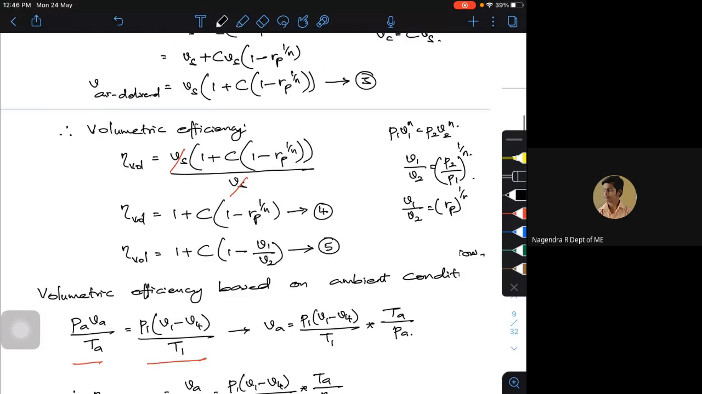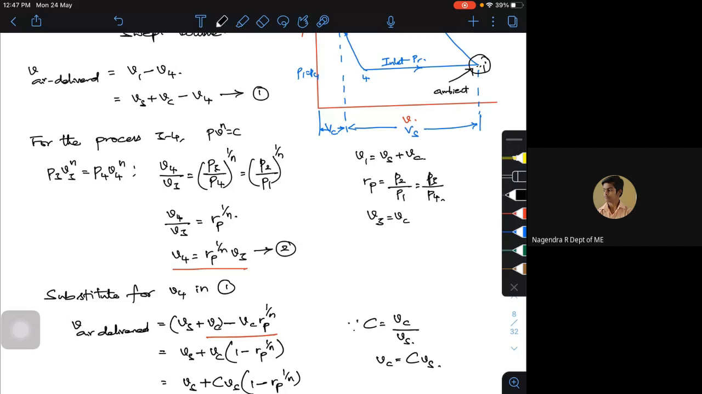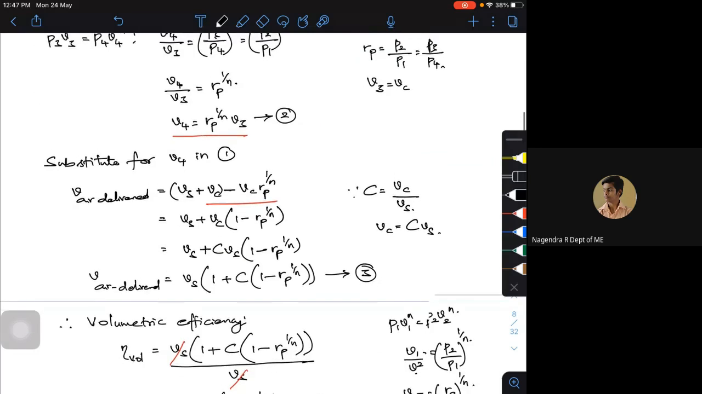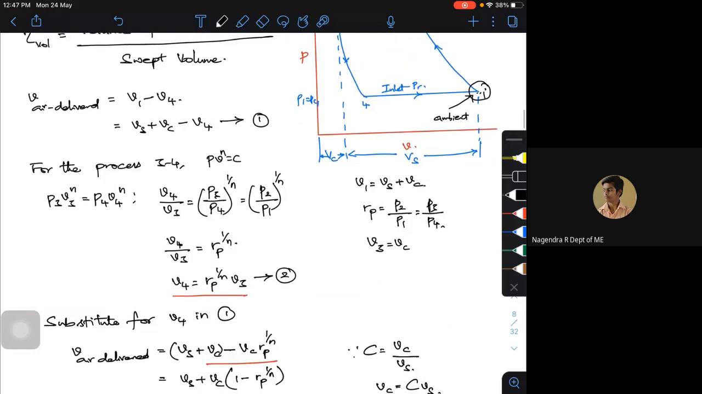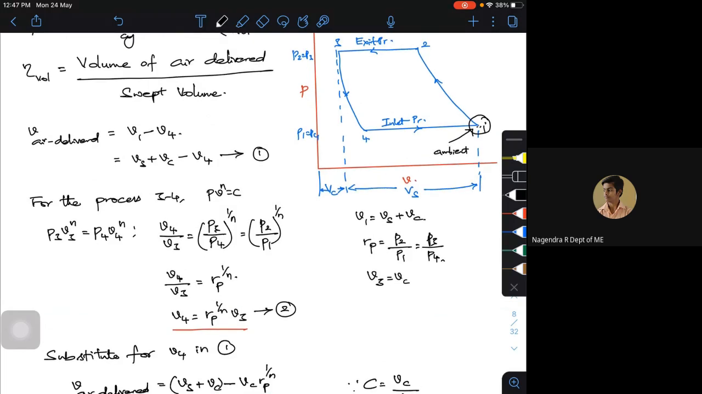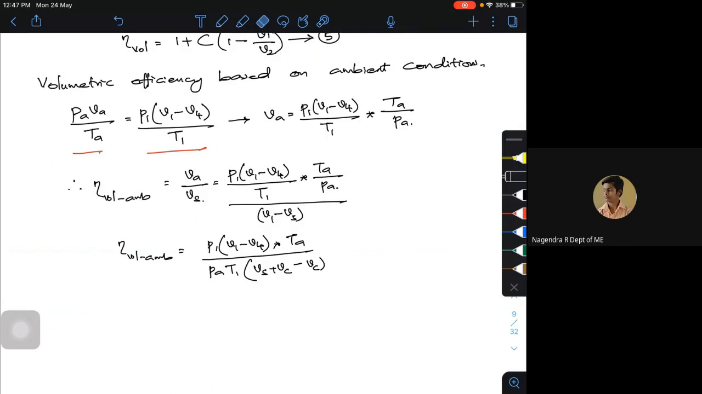I have to write in terms of V1. So V1 minus V3: V1 is nothing but Vs plus Vc, and V3 is nothing but Vc. So V1 minus V3 is directly Vs.